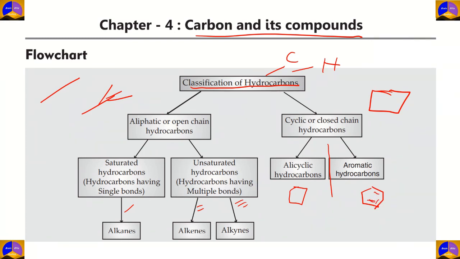So benzene is a good example for an aromatic hydrocarbon. Cyclohexane is a good example for an alicyclic hydrocarbon.